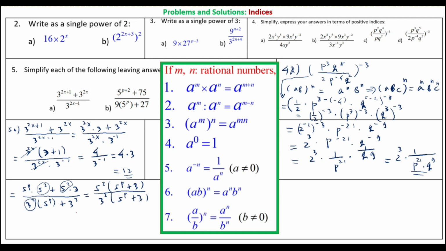So we can see this becomes a new common factor, 5 to the p plus 3, in the numerator, and we have 5 to the p plus 3 in the denominator. We can cancel that out, leaving us with 5 squared divided by 3 squared. So we can write it as 5 over 3, all to the power of 2.